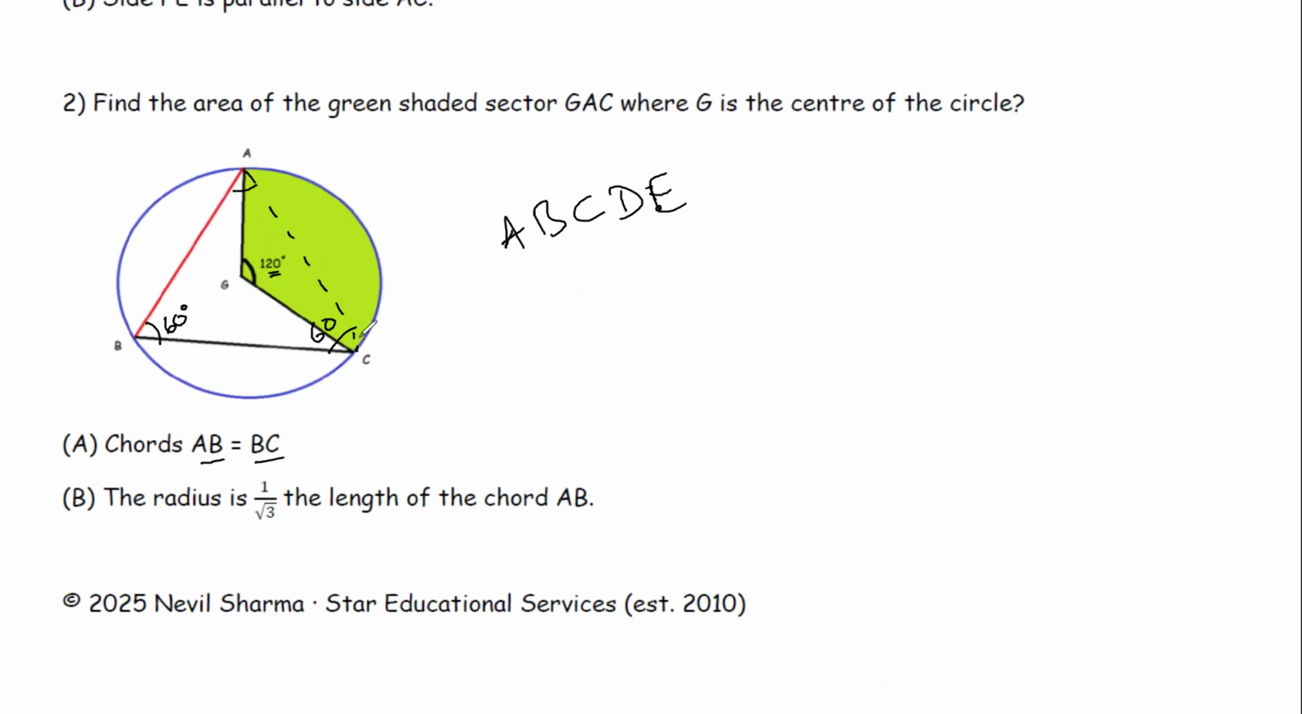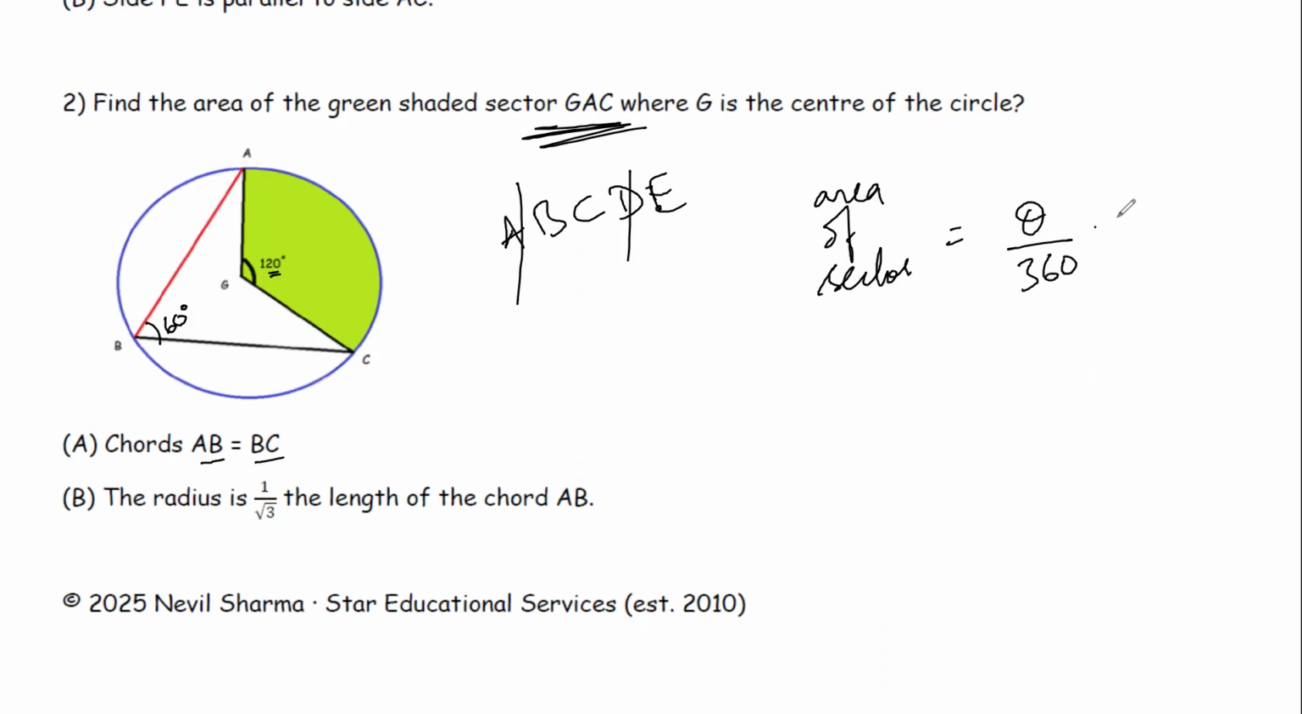However, even if it's an equilateral triangle, we yet don't have the measurement of the radius, correct? Without the measurement of the radius, we cannot find the area of the green shaded sector. So A is not enough, D is out. Now, the area of the sector is found by using the angle theta, which we know, upon 360, into pi r square. So we need to know the radius to get to the answer. Without the radius, we don't have the answer.